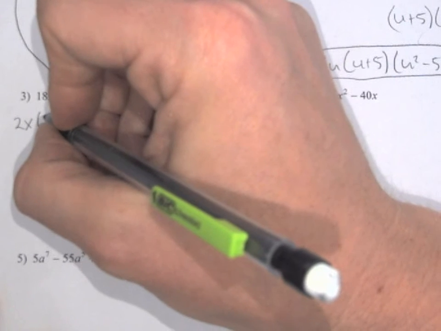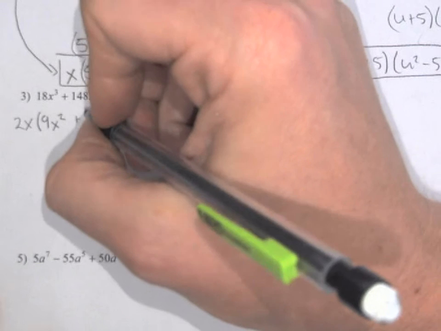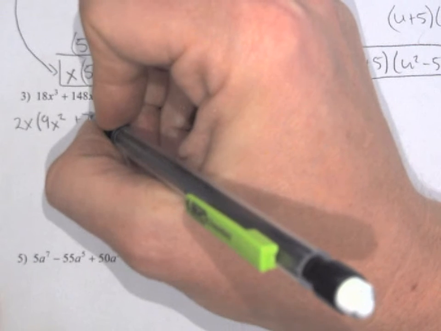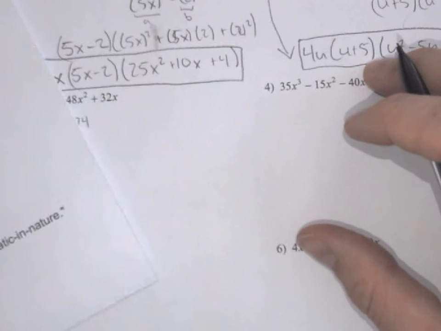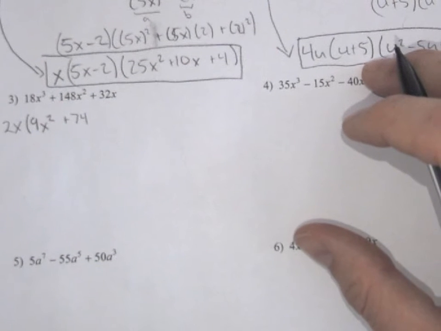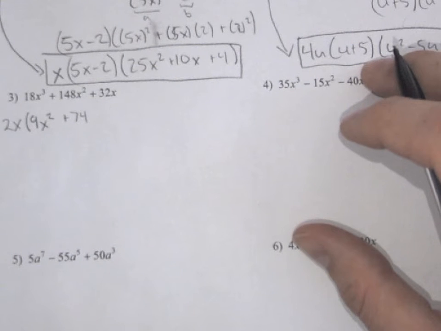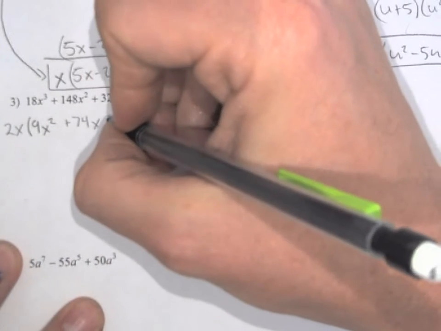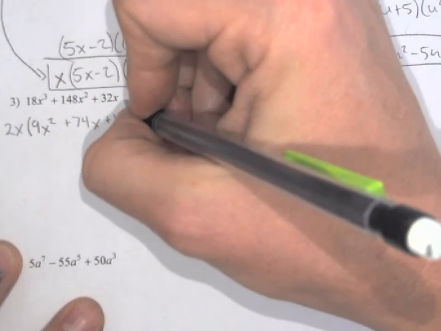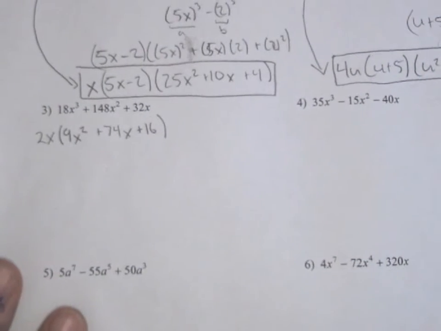Okay, when I take that out, I'm going to have 9x squared plus, this is going to be 74, I believe. Let me just check that on my calculator. I might have messed up there, but let me double check. Okay, cool, got that right. And then 32 divided by 2 is 16, and we took the x out. Okay, so step 1, again, always the same. Factor out the greatest common factor.